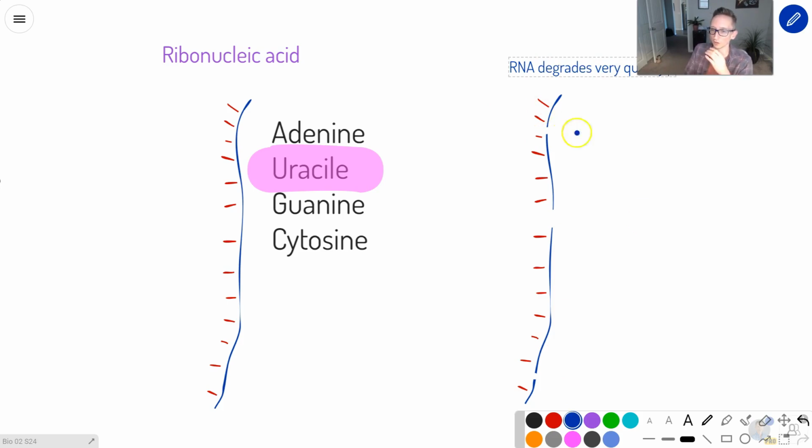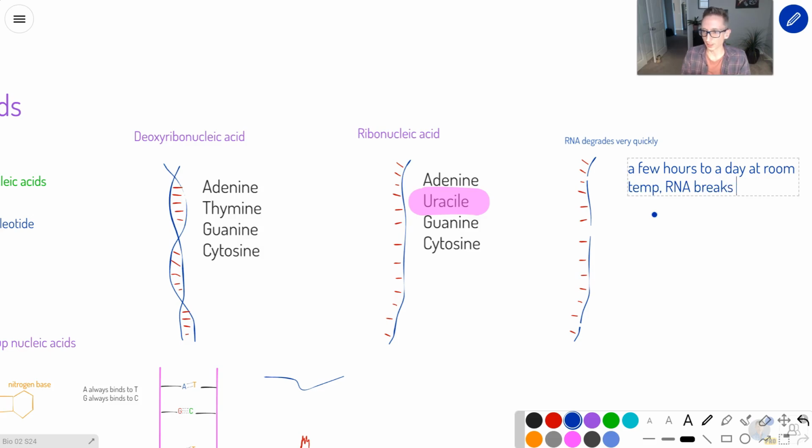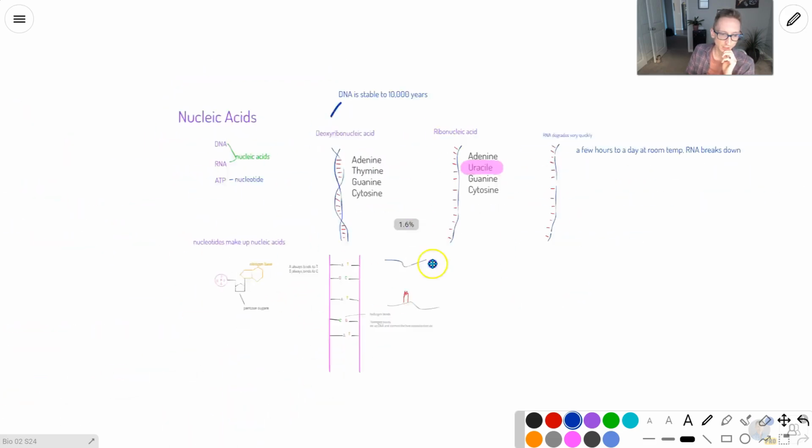I don't need you to know the biochemistry of it, but RNA degrades very quickly, like on the span of a few hours to a day at room temp. Whereas DNA is stable for like 10,000 years or more, depending on the conditions. Pretty crazy. One little biochemical change causes that difference in stability.